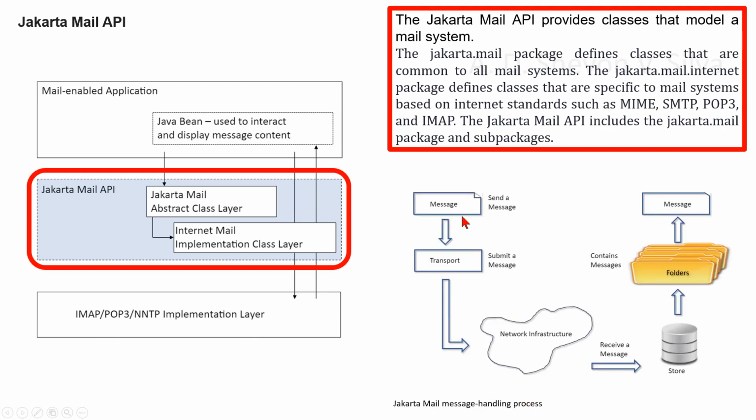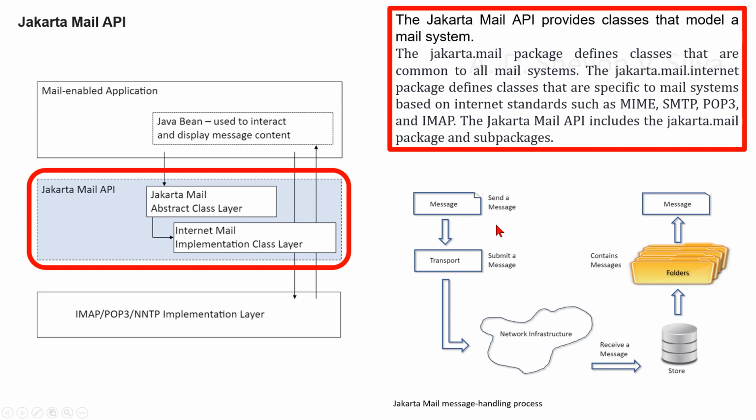This figure illustrates the Jakarta Mail message handling process. The Jakarta Mail API is intended to perform the following functions, which comprise the standard mail handling process for a typical client application. Create a mail message consisting of a collection of header attributes and a block of data of some known data types as specified in the content type header field.